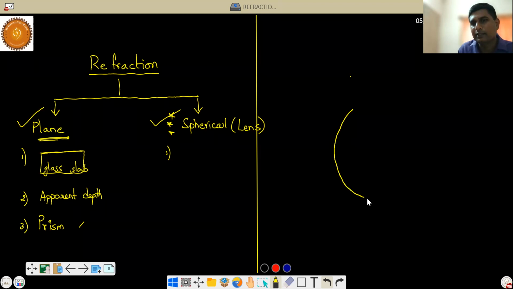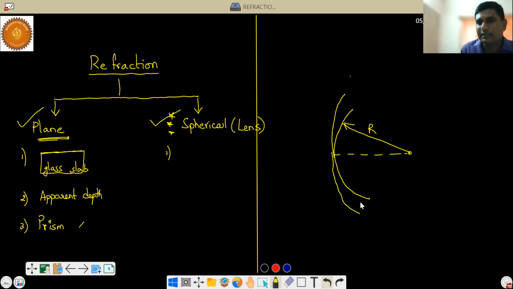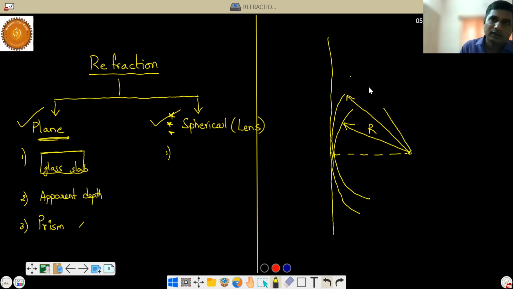Suppose let us say this is a spherical surface, whose radius of curvature is this one. This is called the radius of curvature. Now as the radius of curvature increases, what will happen? The spherical surface will become a plane surface. See here, this radius of curvature is more, correct or not? So when the radius becomes infinity, that is called a plane surface.